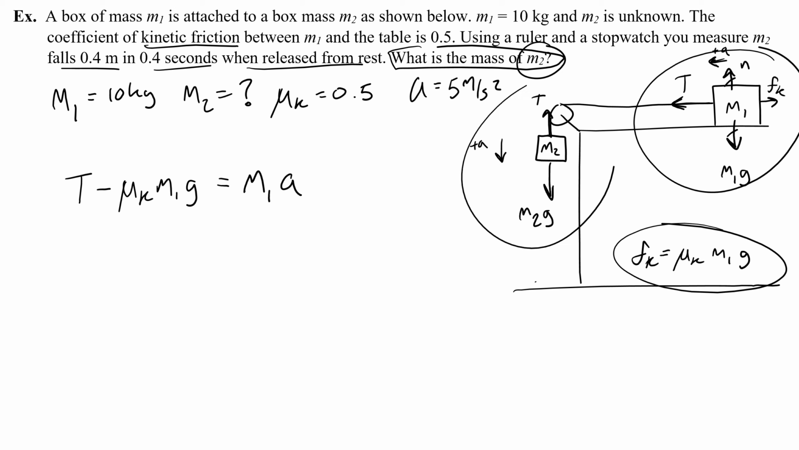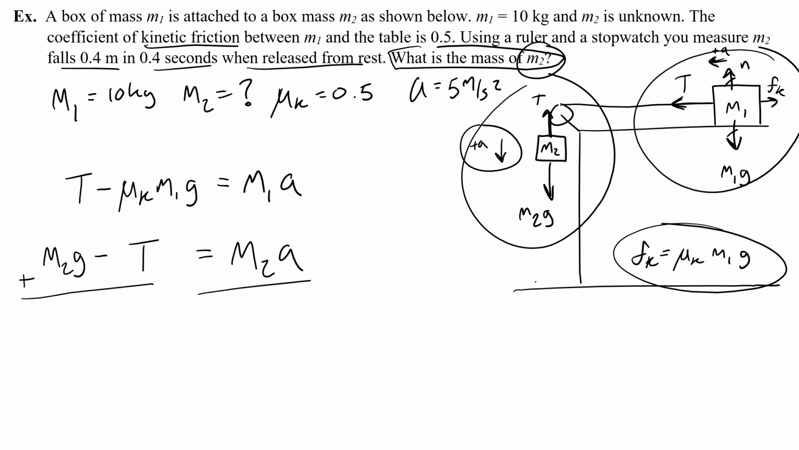Okay, then I look at m2. Now I have m2g as the positive force, because it's in the direction of the acceleration, and I subtract tension. Okay, then this is equal to the mass of 2 times the acceleration. So how am I going to find m2? Well, I don't know tension, and that is a clue that we need to add these together so we eliminate tension. I'm going to get m2g minus friction, or mu k m1g, equals m1a plus m2a.